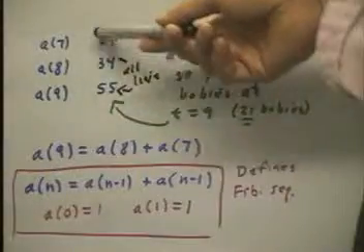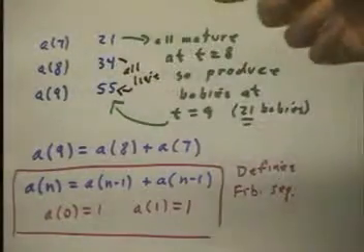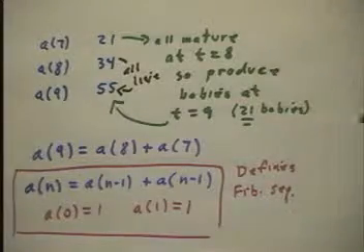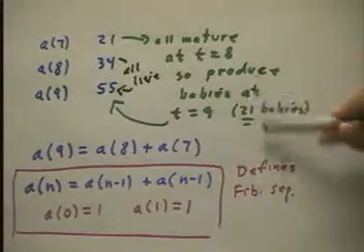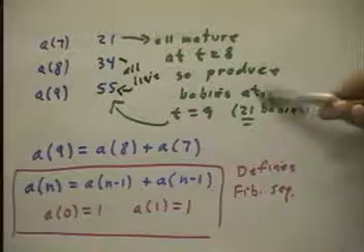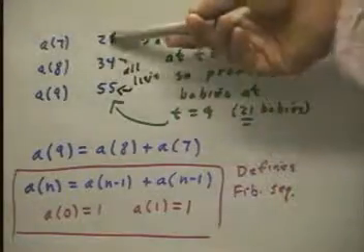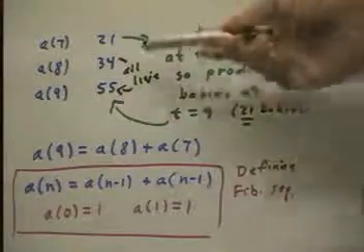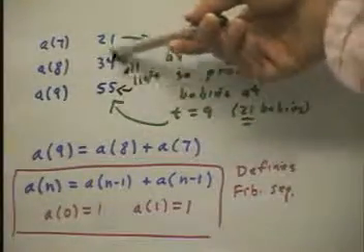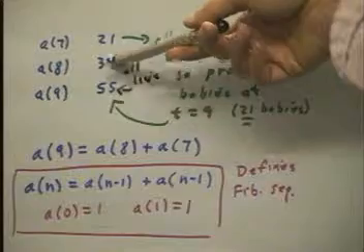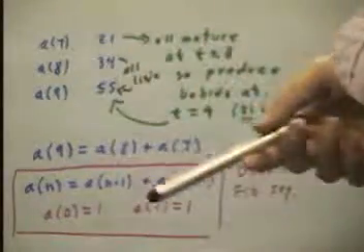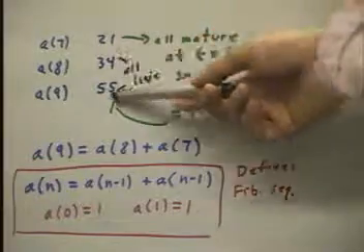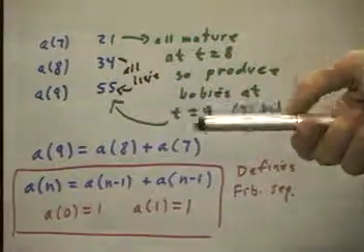Therefore, the 21 pairs of rabbits in the 7th month were all mature at the 8th month, and therefore they produced babies at the 9th month, giving us 21 babies. So the 21 here is the number of babies we have at the beginning of the 9th month. And the 34 is easy to understand. These 34 rabbit pairs all live and contribute to the 55. So we have 21 baby pairs and 34 mature pairs at the 9th month.